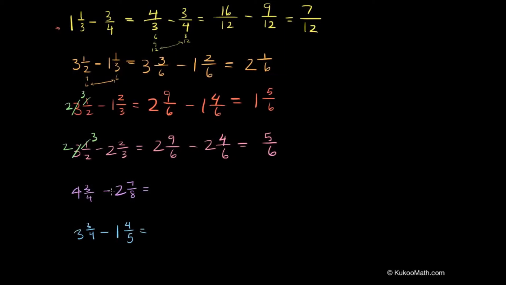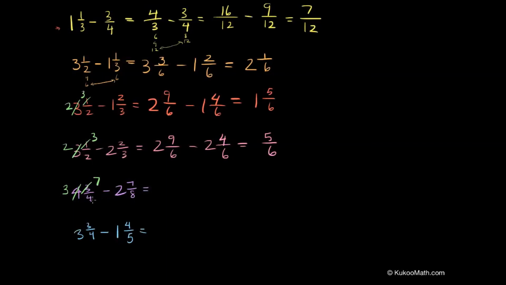4 and 3/4 minus 2 and 7/8. So 7/8 is bigger than 3/4, so we're going to have to do some borrowing. Let's do that first. So cross out the 4, it becomes a 3. 1, like the number 1 in fraction form, is 4/4. So we're going to add 4 to the numerator. So now it's 7/4.